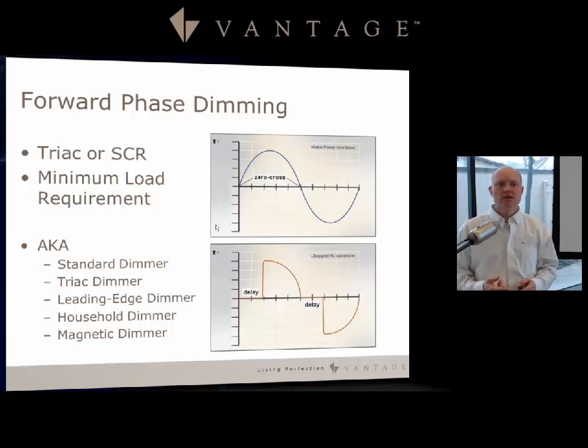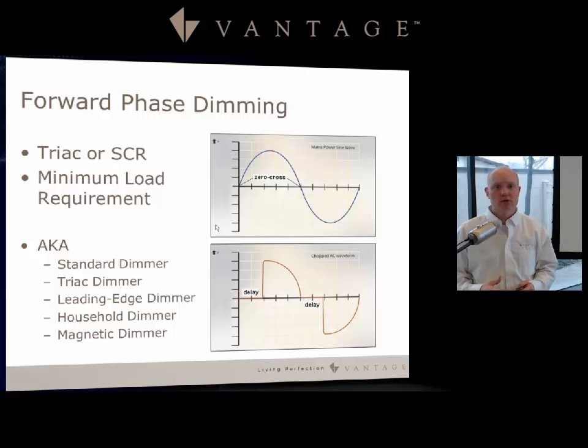So in forward phase dimming, we have either a triac or SCR technology that we utilize. There is a minimum load requirement with forward phase dimming. Some of the terms you'll hear involving that are standard dimmers, triac dimmers, leading edge dimmers, household dimmers, and magnetic dimmers.